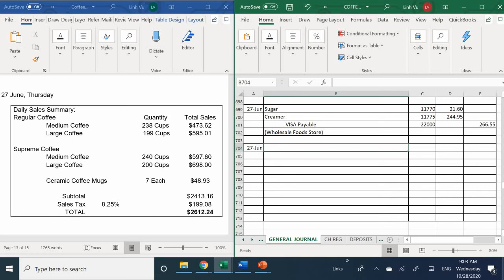Is that what you said? Not debit, for this one. Sales, right? But with sales, are we increasing or decreasing our sales? Wait, okay, so it's opposite. We're increasing our income because we made sales. Correct.